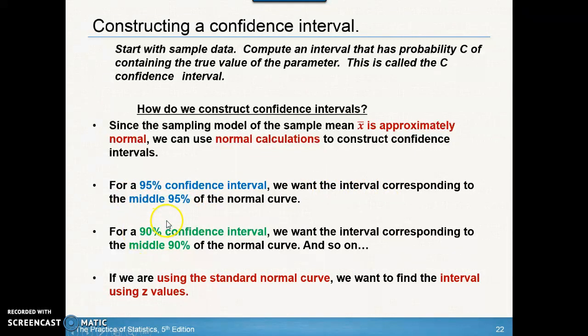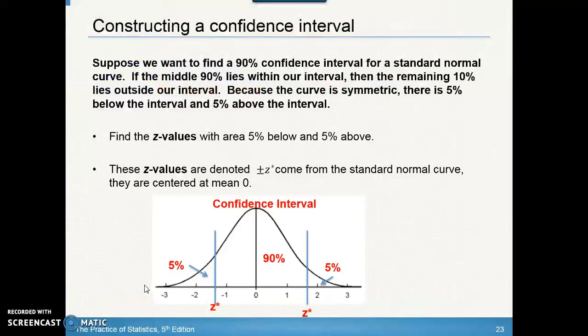normal curve. For a 90% confidence interval, we want the interval corresponding to the middle 90% of the curve. If we have an 85% confidence interval, it's basically the area of the curve where the population mean could possibly lie. So if we're using the standard normal curve, we want to find the interval using z-values. So let's say we want to find a 90% confidence interval for a standard normal curve. Now let's take a look at this.